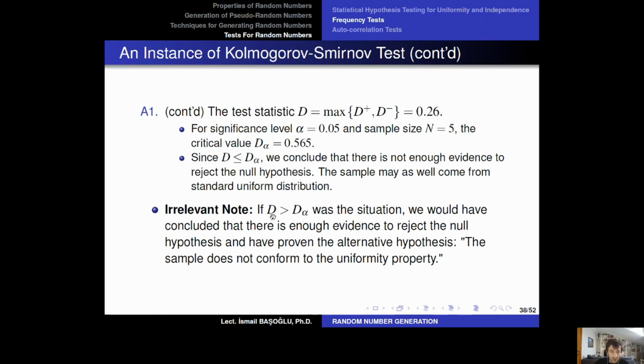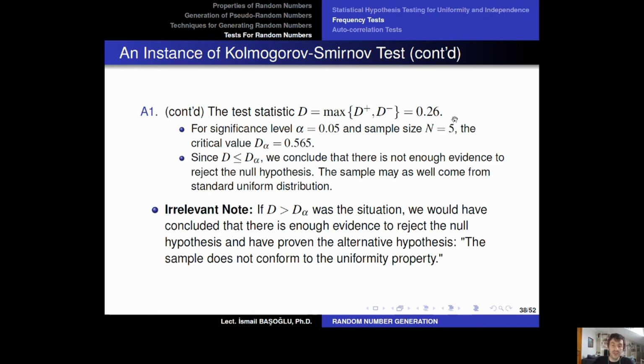Otherwise, if the critical value was less than this test statistic, then we would discover a huge amount of difference between the two CDFs, and we would say that there is enough statistical evidence to reject the null hypothesis, and this means we have proven the alternative hypothesis statistically, which is the fact that the sample does not conform to the uniformity property. So if you reject the null hypothesis, you are basically saying that the sample is not adapting the uniformity property.